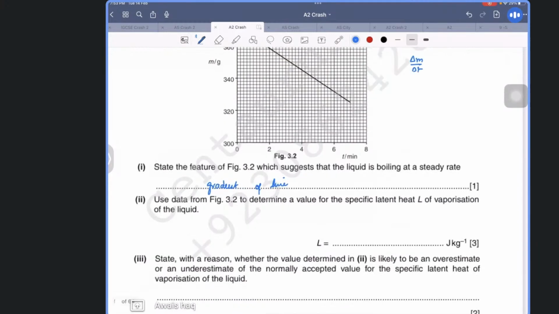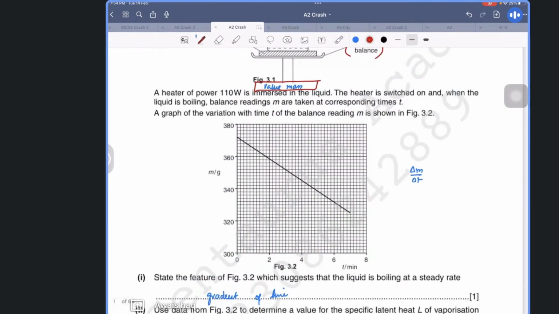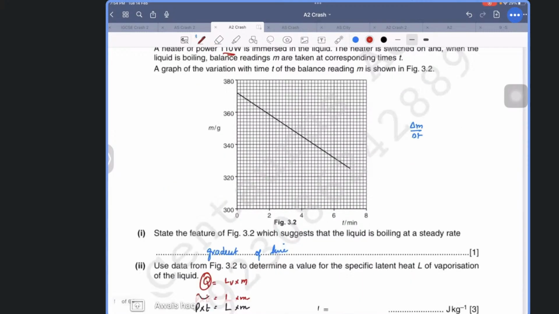Then it states: use the data from the figure to determine the specific latent heat of vaporization. Now we need to understand something very important. Specific latent heat of vaporization is Q equals L_V times M. That's what I've taught you, right? So this is power into time, equals L_V times M. So what do we need? We need this L. So let's write L. Power, do we have the power? Yes, we do. It's 110, right? So I'm going to write 110.